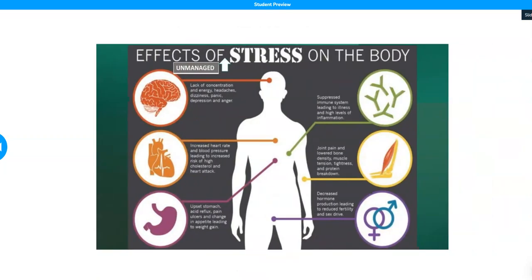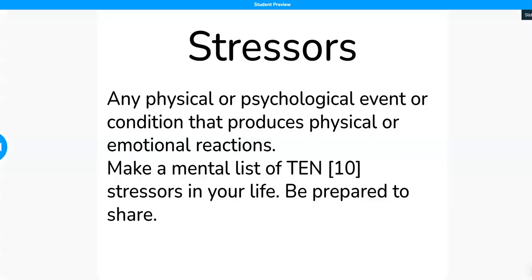So unmanaged stress on the body or constant stress on the body can suppress your immune system, cause muscle and joint problems, significant problems with hormones, both male and female, and cause problems with the digestive system, including ulcers. And there's a video in the future, which is a bonus assignment that you could use. It increases the heart rate, which can lead to cardiovascular problems, and then problems with your brain in terms of memory, cognition, performance, etc.